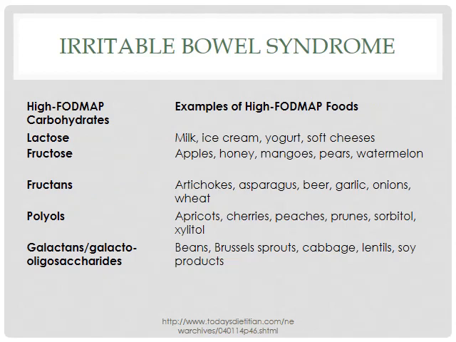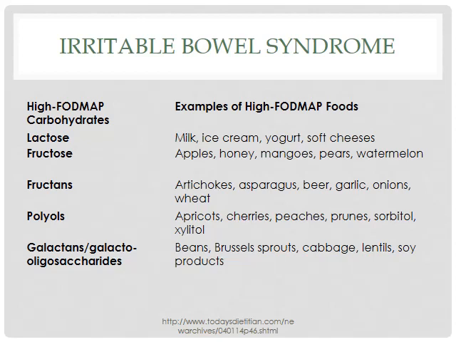Next is a chart showing high FODMAP carbohydrates, along with examples of high FODMAP foods. The first carbohydrate on the chart is lactose, and foods that are high in lactose are milk, ice cream, yogurt, and soft cheeses. The next is fructose. Foods that are high in fructose are apples, honey, mangoes, pears, and watermelons.